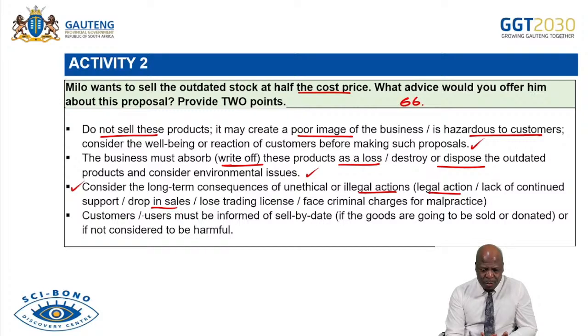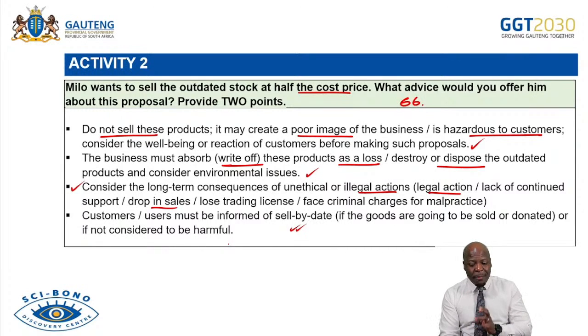And lastly, customers or the users must be informed of the sell by date. So he must tell them if he still wants to sell them. All right, he must tell them if the goods are going to be sold or donated, or if not considered to be harmful. All right, so this is the last point. But the first 3 points are all saying it must not be sold. These units must not be sold. And he must consider the impact if he goes on to sell these products.